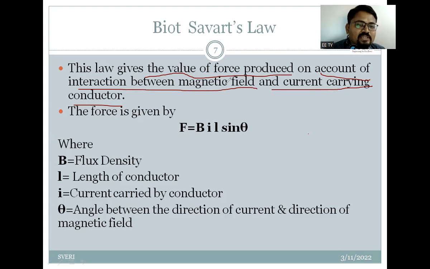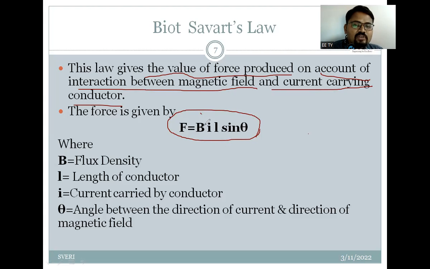Okay, so what is that force? What is the magnitude of that force? See, the magnitude of the force is given by F is equal to BIL sine theta. Now each term there has its own meaning.